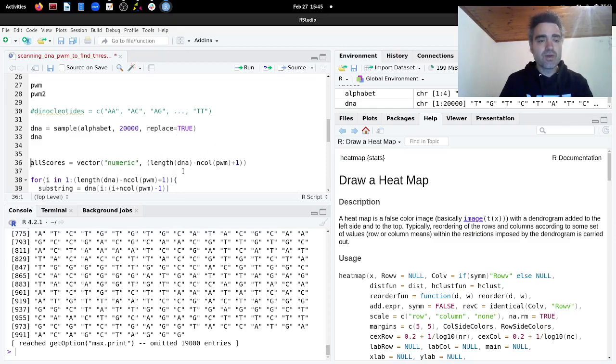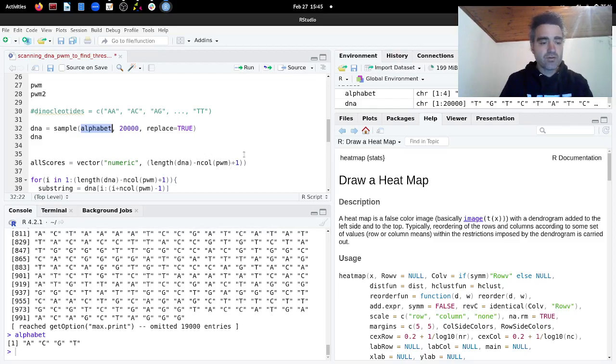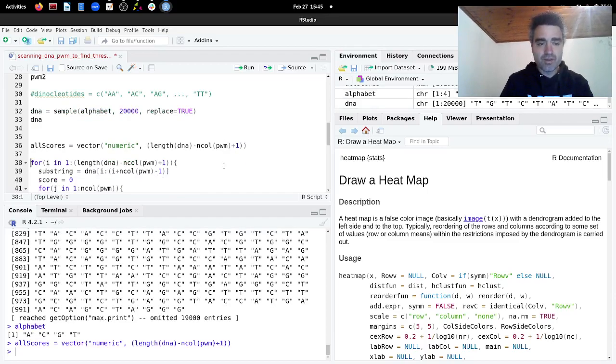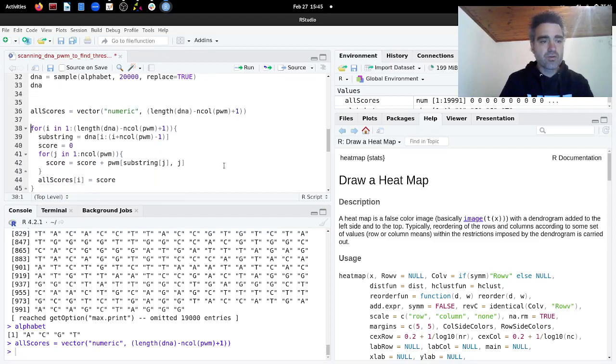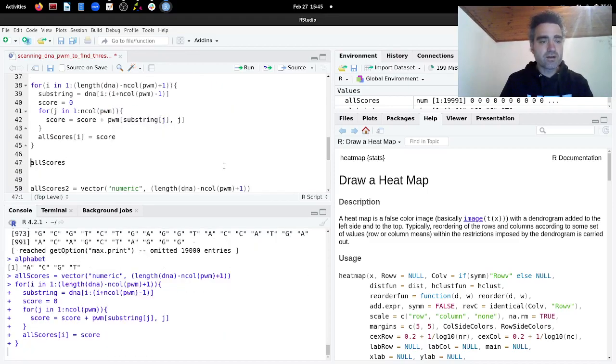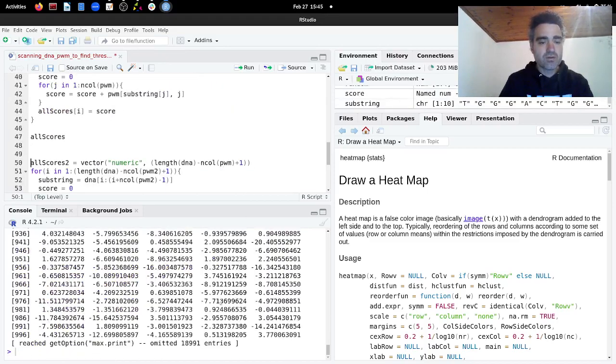In any case, we have the random sequence of DNA, and we have said in the class how many scores we expect to find. We expect to find as many as the length of this DNA minus the columns of the position-weight matrix plus 1. So we construct this vector because it will be much faster to put the values here. And then here I don't have a function to find the scores. I just throw 2 for loops here and I find all the scores.